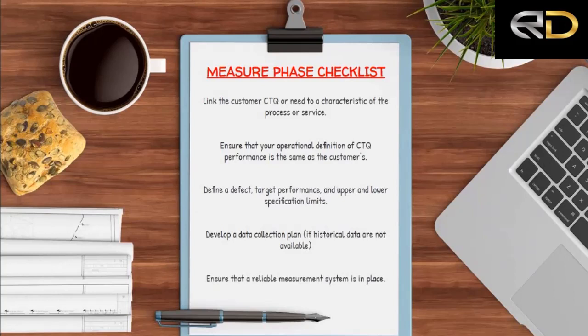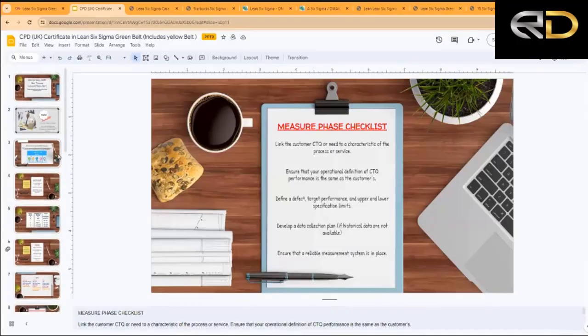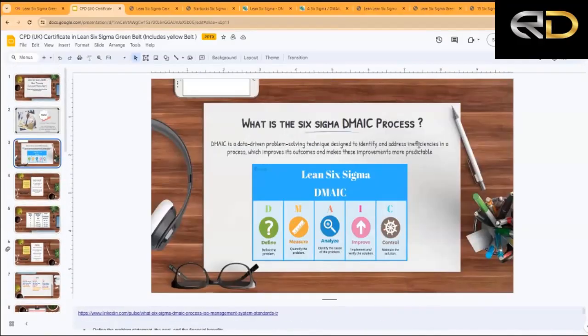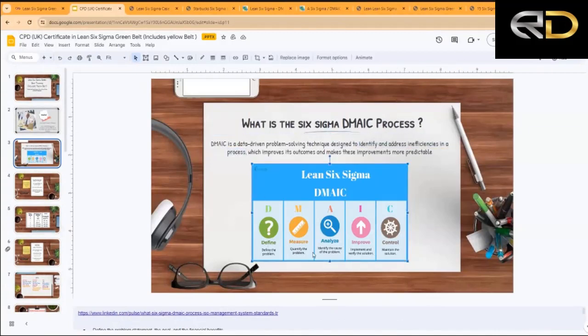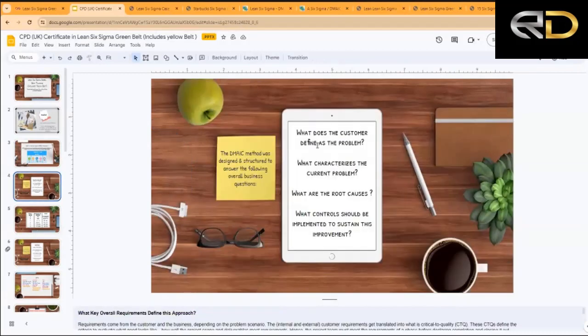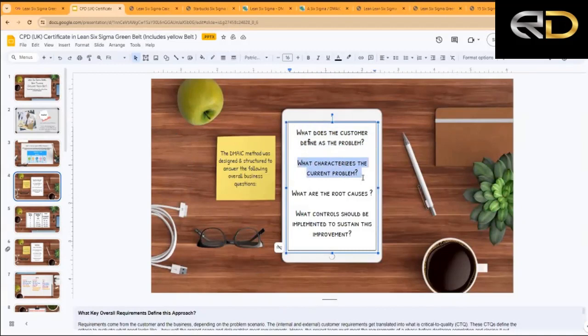And then you should ensure that a reliable measurement system is in place. In this case, we have a reliable measurement system because this is computer entry, so that is reliable. So that now completes the what? That completes the second stage of identifying and addressing inefficiencies in a process. We have defined the problem, we have quantified the problem. We have determined what the customer defines as the problem and what the characteristics of that problem are.